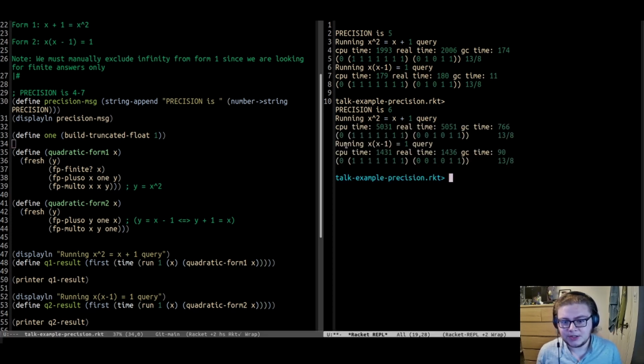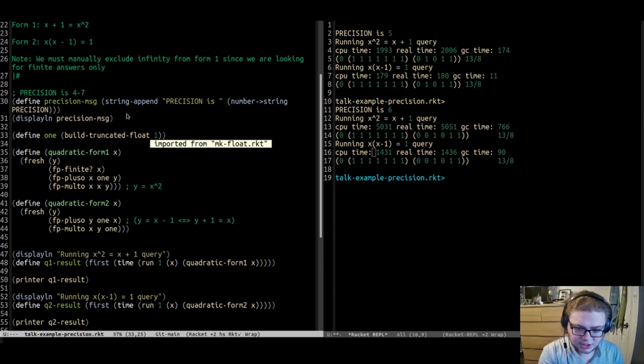There is this exponential behavior when you increase the precision of the system. So here you can see that the x squared equals x plus 1 query took about twice as long as before, and the x times x minus 1 query took 1.5 seconds this time. Can anybody guess what happens when we bump up the precision to 7? Let's check it out.